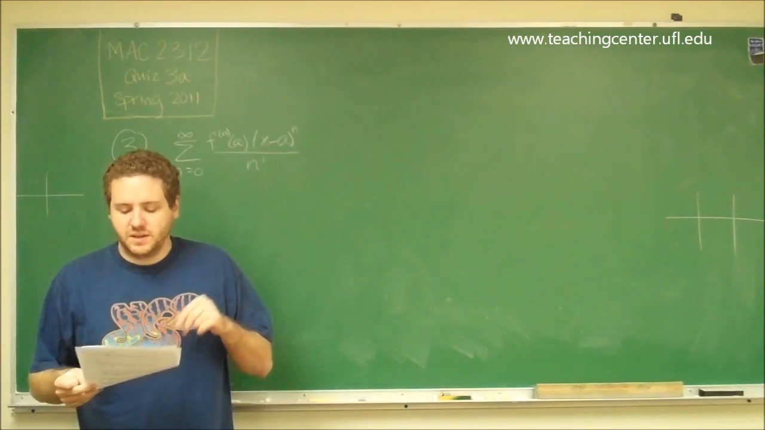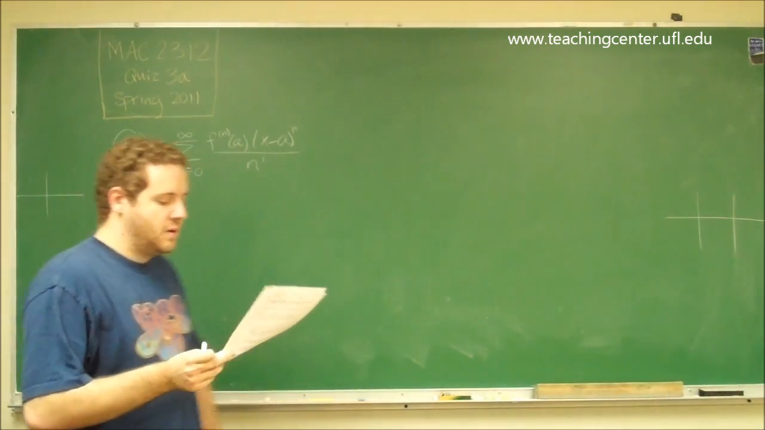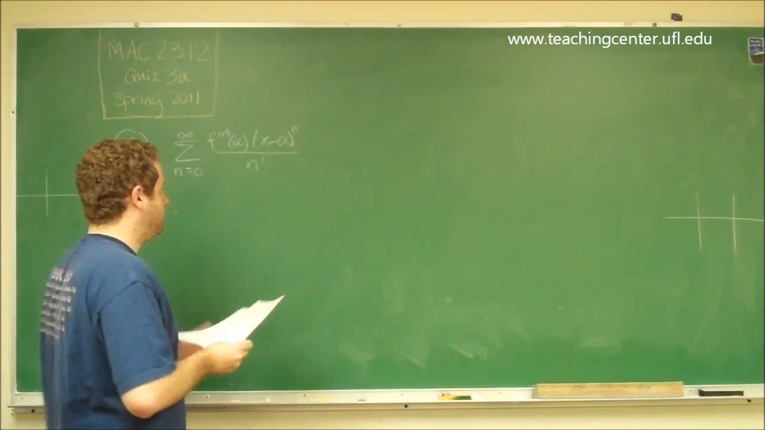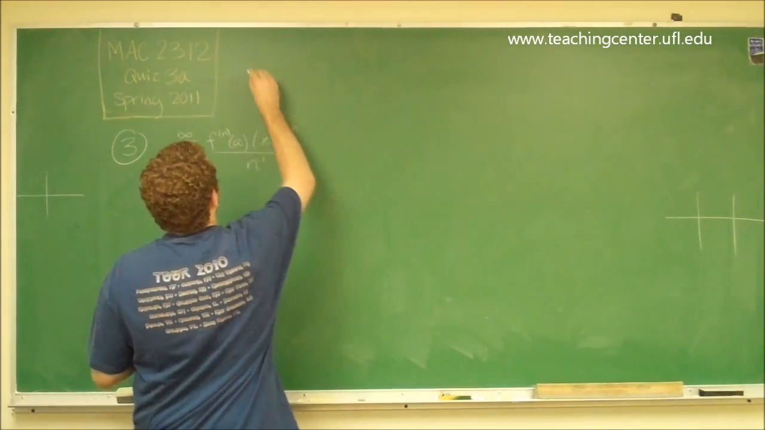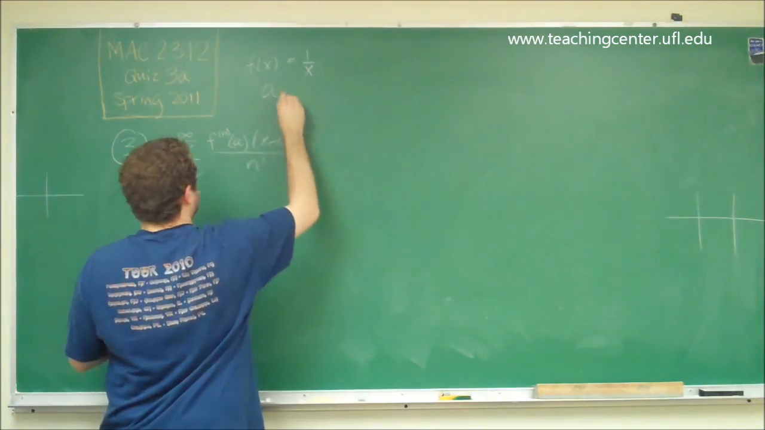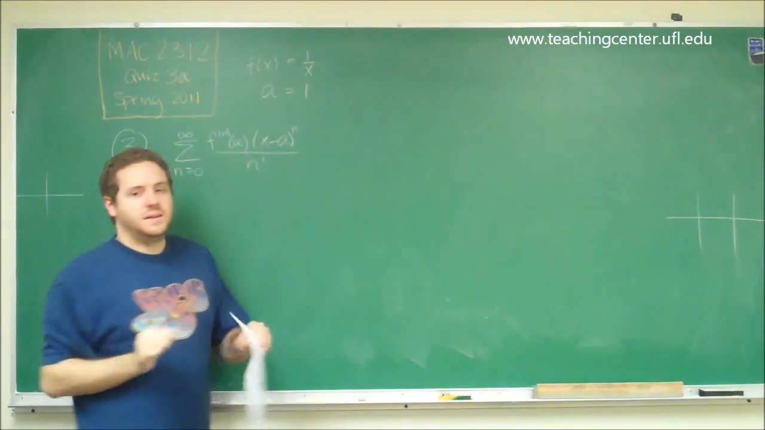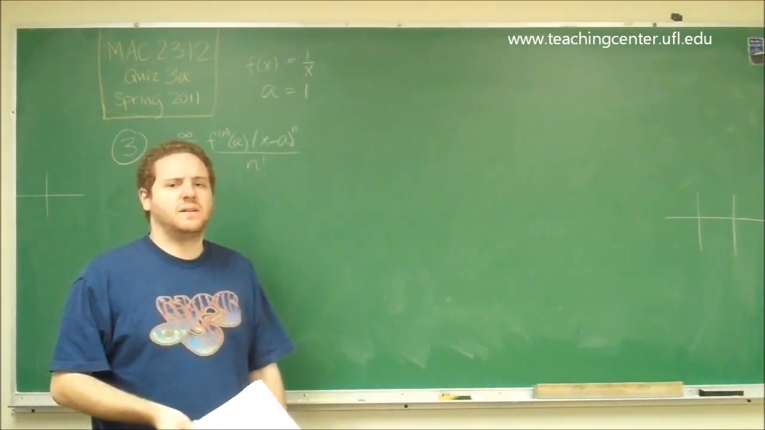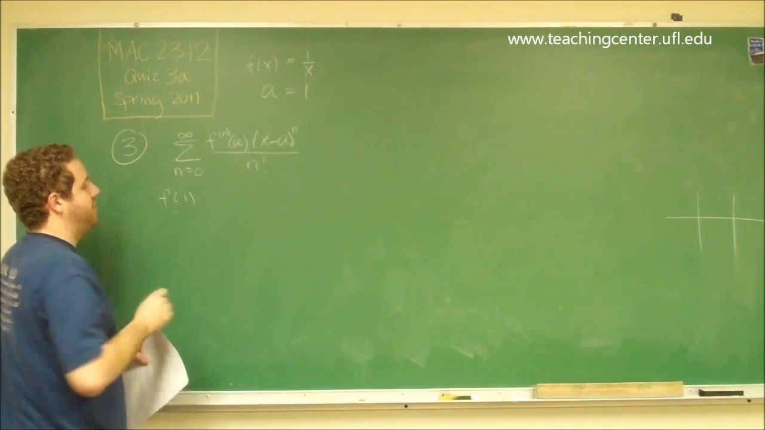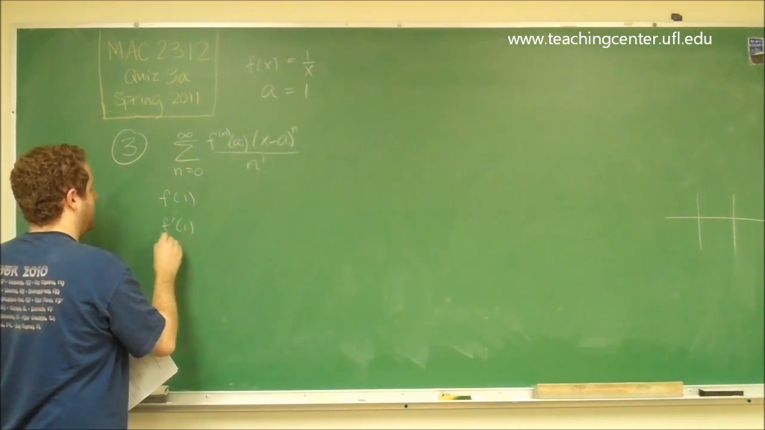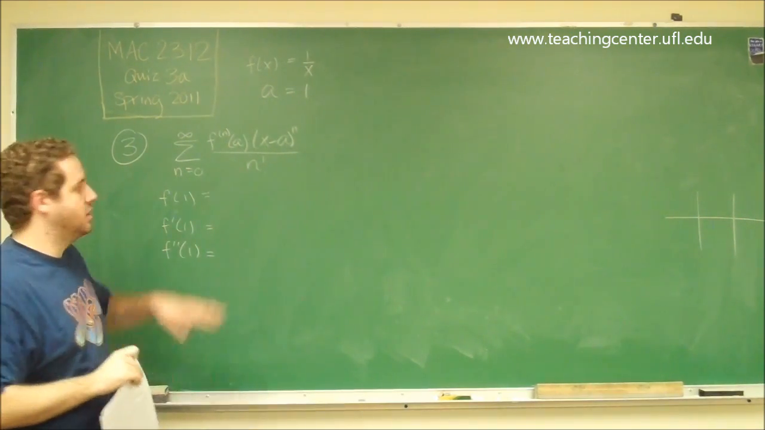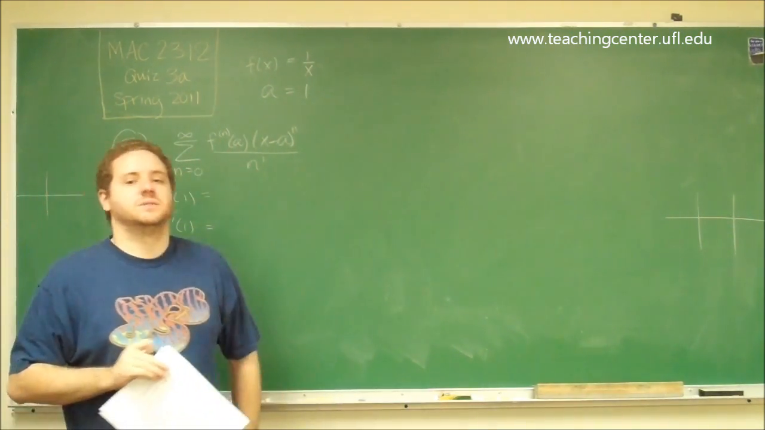So let's just do that using the information that was given to us here. We're going to need to write out a few terms though, because we're going to have to see what the derivatives look like for this function. So our f of x is going to be 1 over x, and our a is equal to 1. So let's just write out some terms here. The first thing I'm going to do is write out a couple of the f terms. So we're going to do f of 1, f prime of 1, f double prime of 1, and see if we can figure out a pattern. So these are going to be the first 3 terms of the Taylor series.